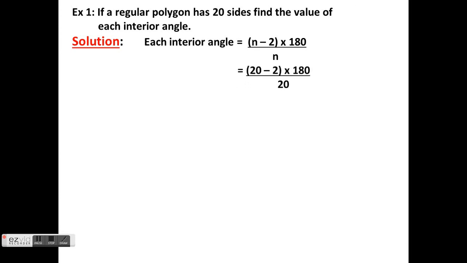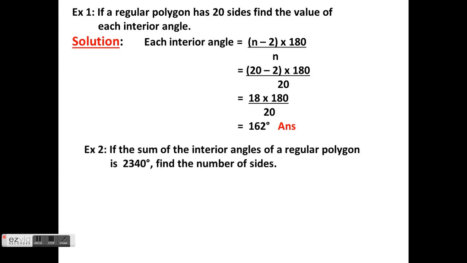Here comes the first question. If a regular polygon has 20 sides, find the value of each interior angle. We know the formula. Each interior angle equals (n minus 2) into 180 by n. We know n is 20. Substitute the value. Simplify. 18 into 180 by 20. Cutting and doing all the simplification, we got 162 degrees. This is the value of each interior angle.